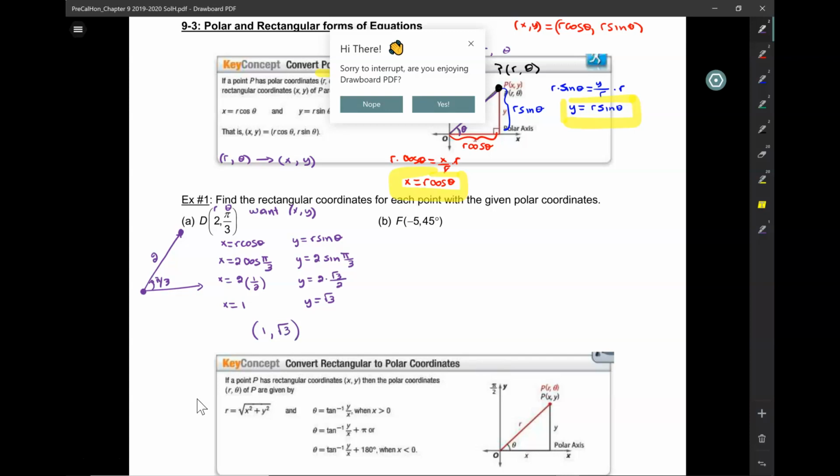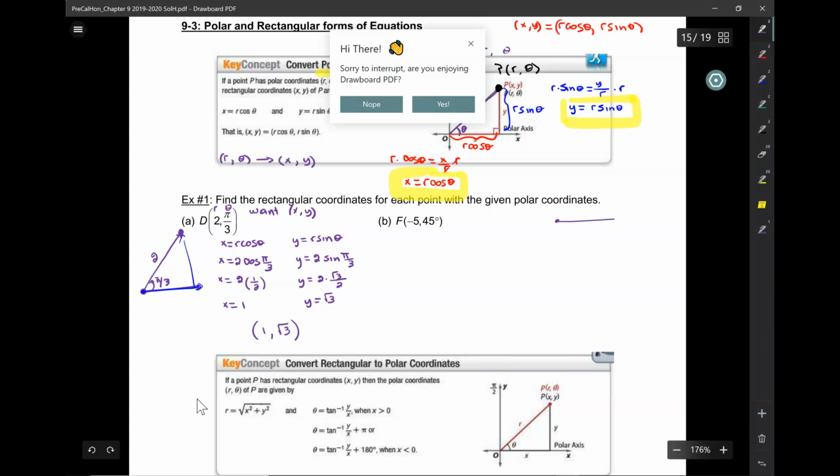Okay, well, let's see if that makes sense. How much is root 3? It's about 1.7. So does that make sense? Does it make sense to go from the origin, I go over 1 unit and up root 3? Yes, it does, right? So do you see how it's two different ways of representing the same location? Okay, fabulous.